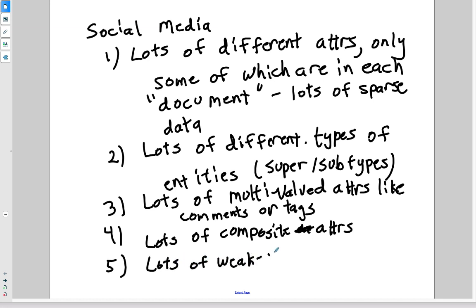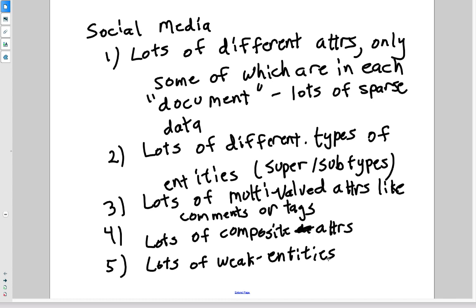Okay, so weak entities are entities that are only present if the strong entity is present. So like tasks for a project. Project is the strong entity, tasks are the sub-entities. Oftentimes you'd like to be able to store the weak entities with the strong entity. You'd like to store all the subtasks with a project.